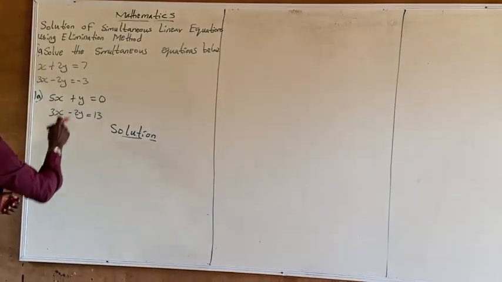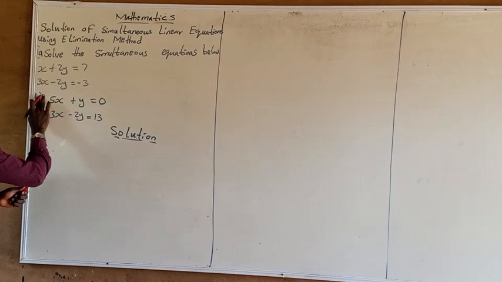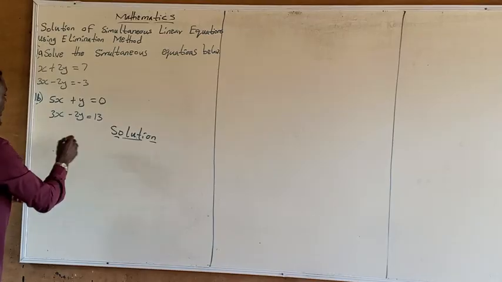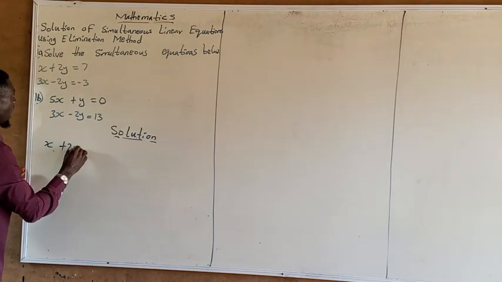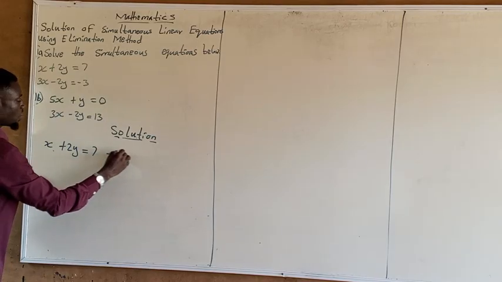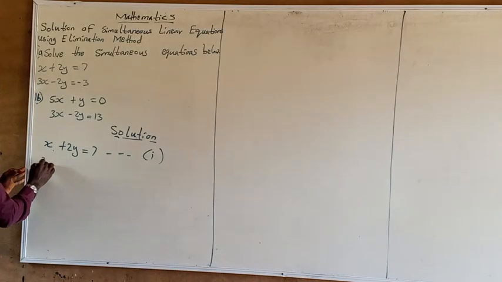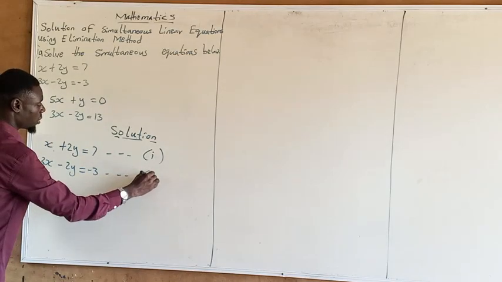Okay, so now bring down the first. This place should be 1A, not 1B. Now, let's bring the 1A. We have x plus 2y is equal to 7. We name it equation 1. We bring the second equation, 3x minus 2y is equal to minus 3. This will be equation 2.